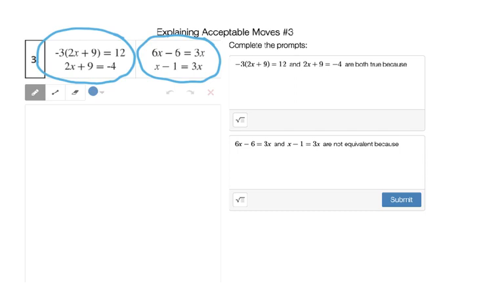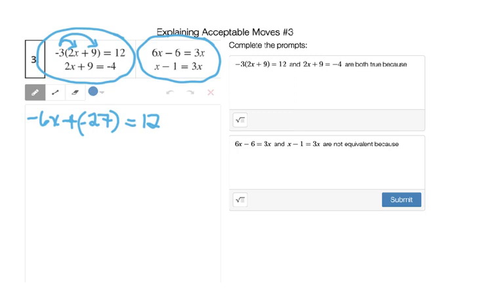A student had said to me earlier that if I were to do distribution right here, let's just do distribution. What would I have ended up with? I would have ended up with negative 6x plus negative 27 is equal to 12. That's using simple, straightforward distribution.